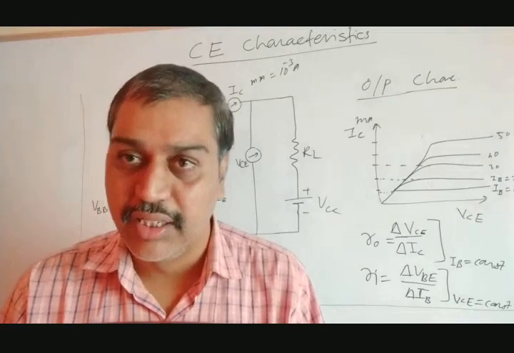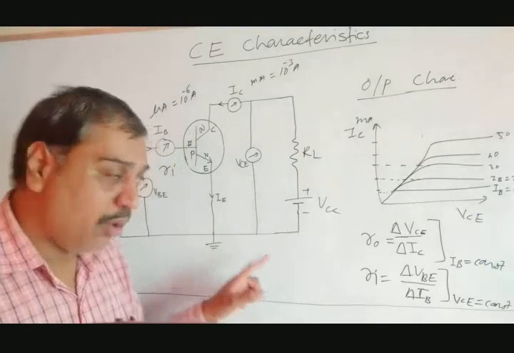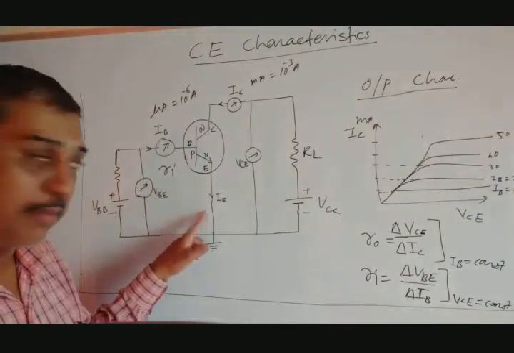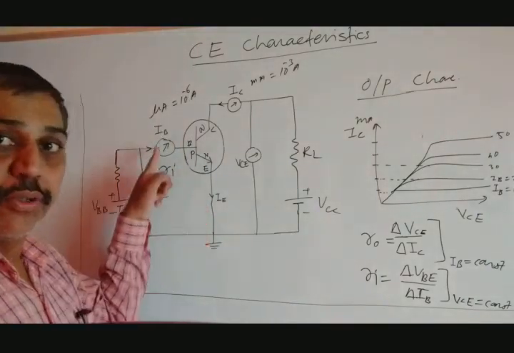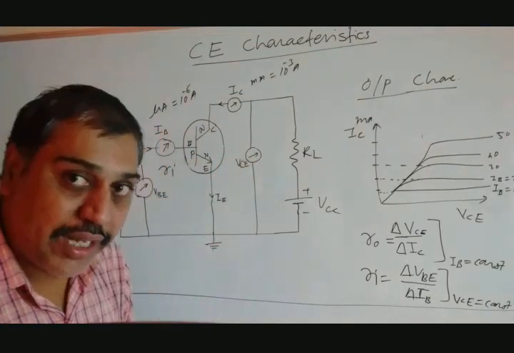What is the variation? First thing, in common base mode, the base should come here, the emitter should go here, the collector remains as it is. Are you getting it? And accordingly, what gets changed?